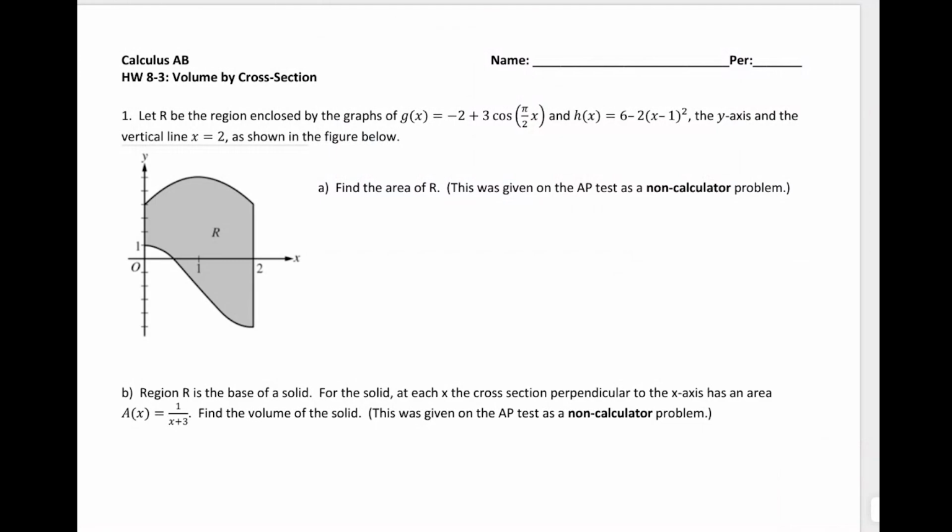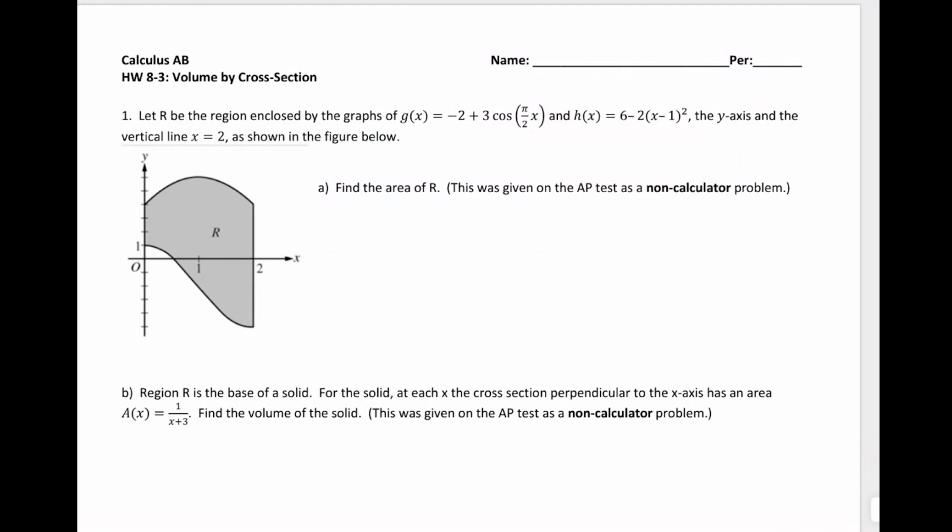So number one says let R be the region enclosed by the graphs of g of x, which is negative 2 plus 3 cosine pi over 2x, and h of x, which is 6 minus 2 times x minus 1 squared, and the y-axis and the vertical line x equals 2 as shown in the figure below.